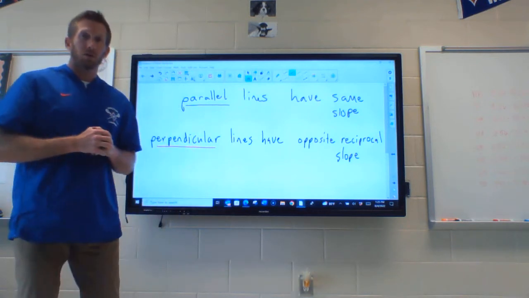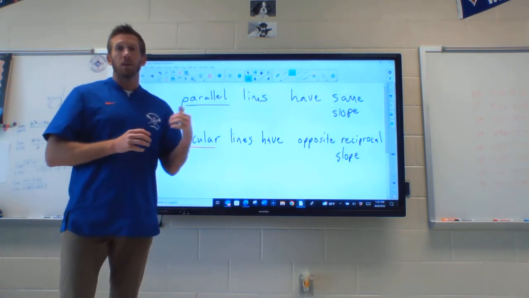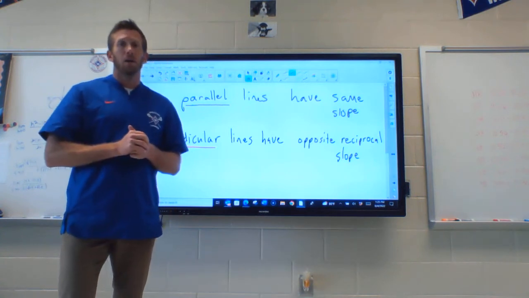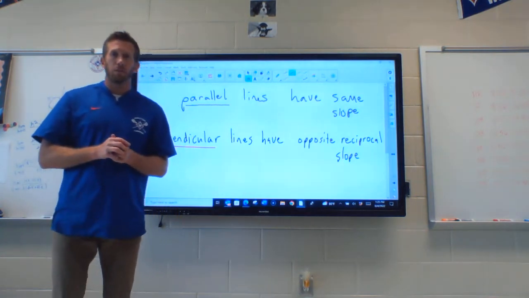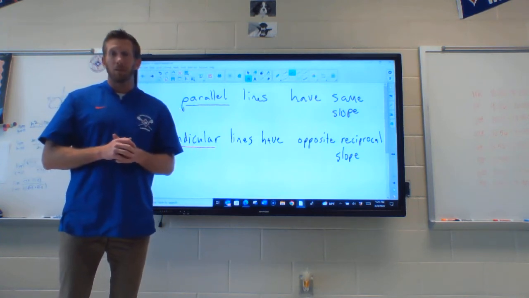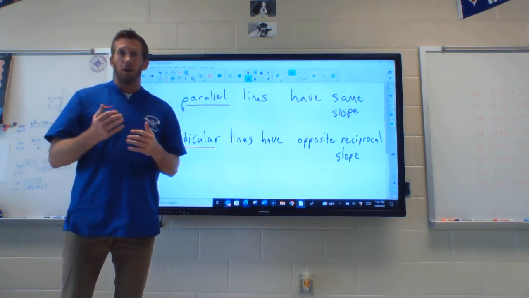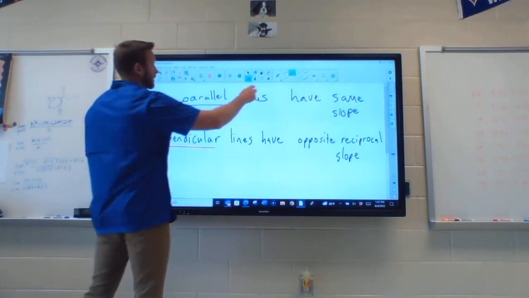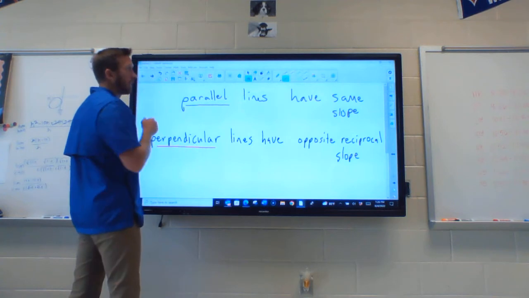And then reciprocals, remember what was in the numerator is now in the denominator, and what was in the denominator is now in the numerator. So our fraction flips, or if we have a whole number, it becomes a fraction as that value becomes the denominator under 1. Okay? So let me give you some examples of parallel lines.